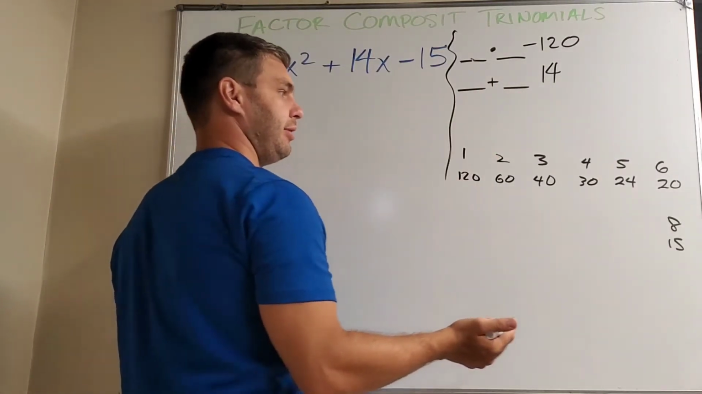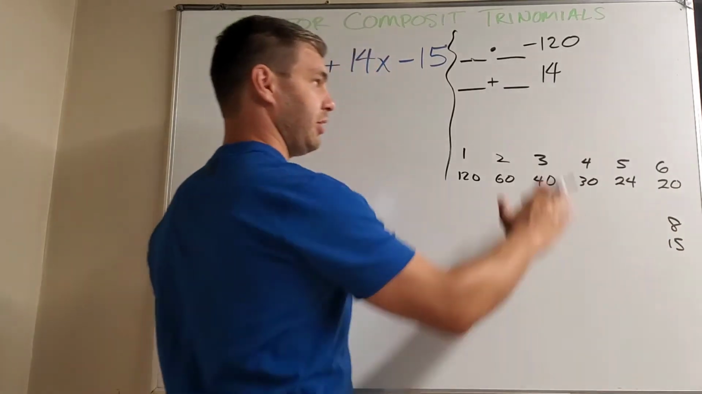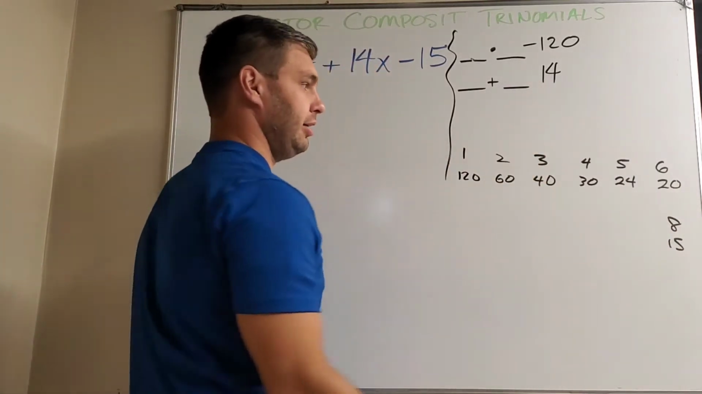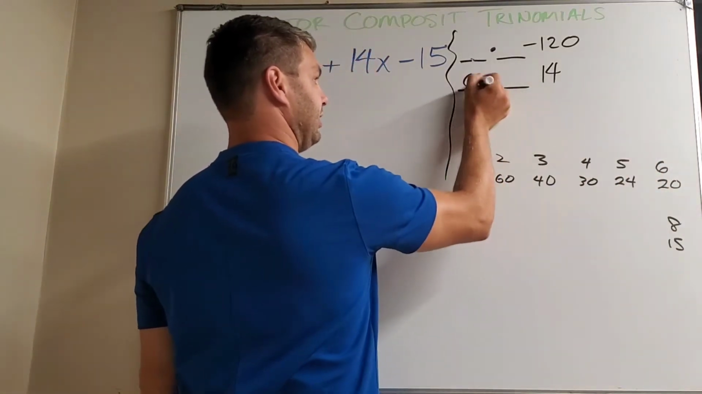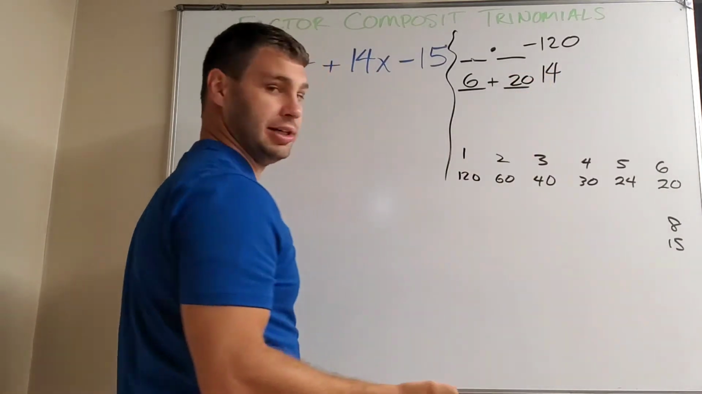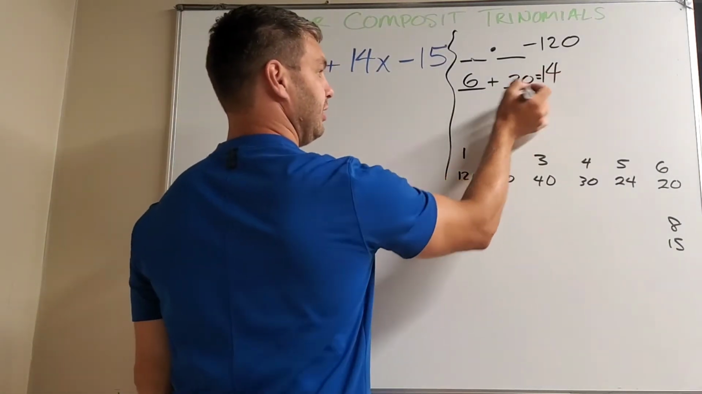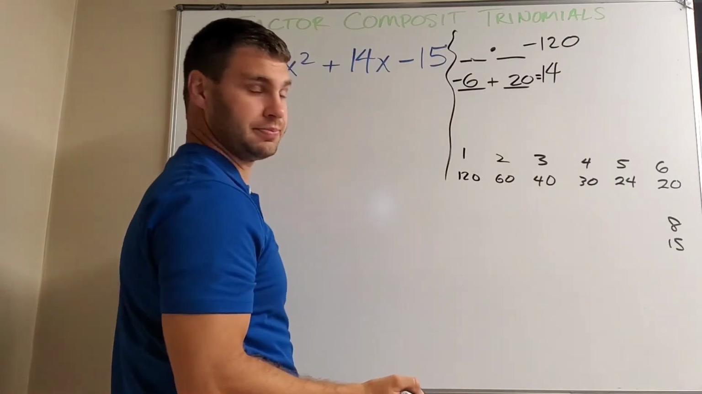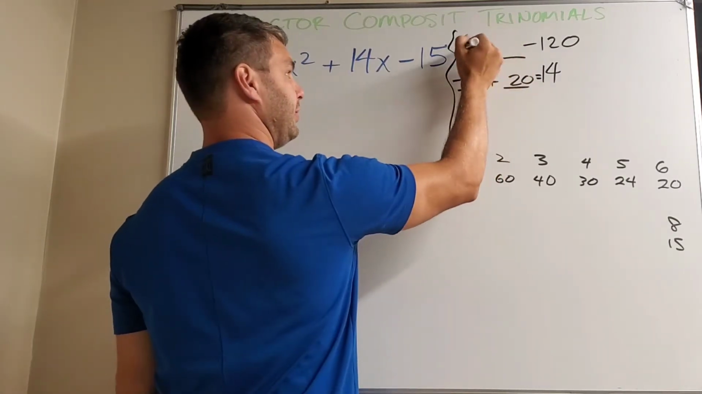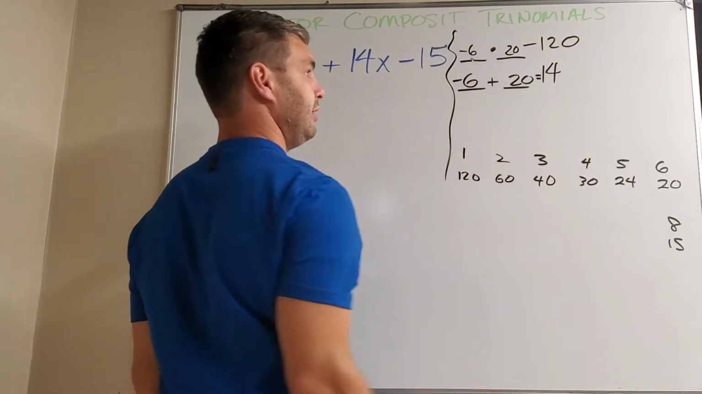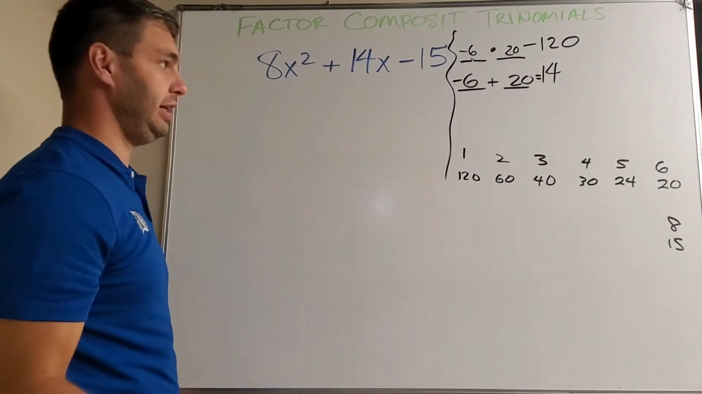I see right away that 6 and 20 are 14 apart from each other. In order for those to work, when I put a 6 and a 20 in here, I need the 6 to be negative. So do these numbers work? Negative 6 and 20? Yeah, negative 6 times 20 is also negative 120.